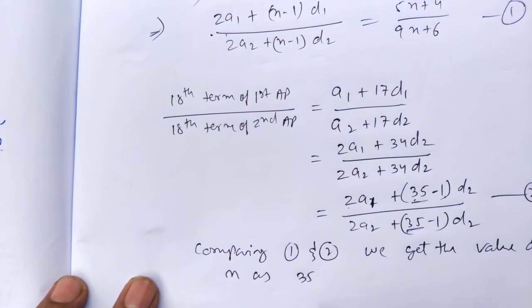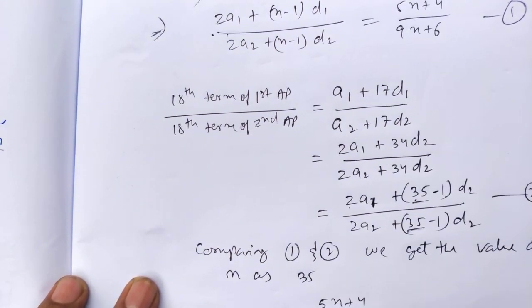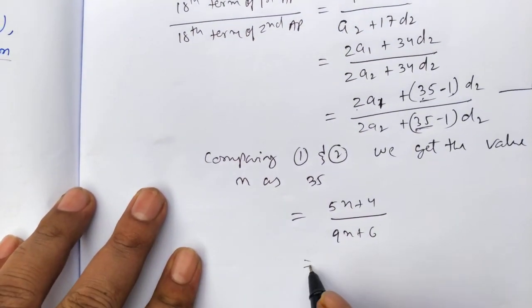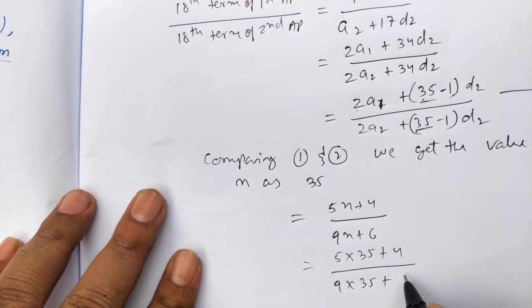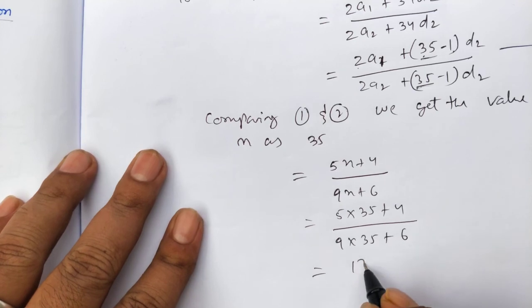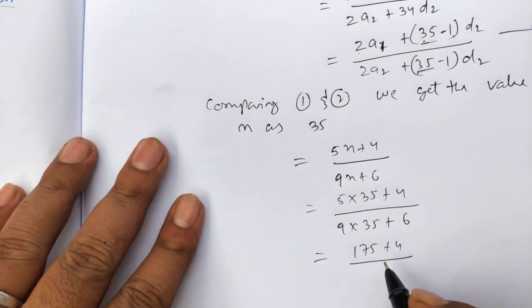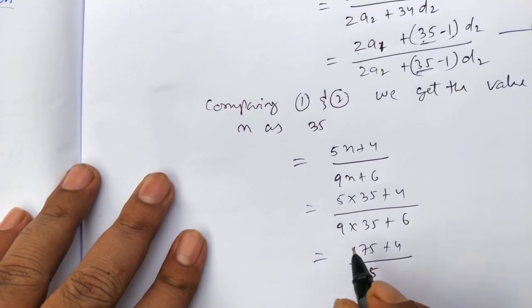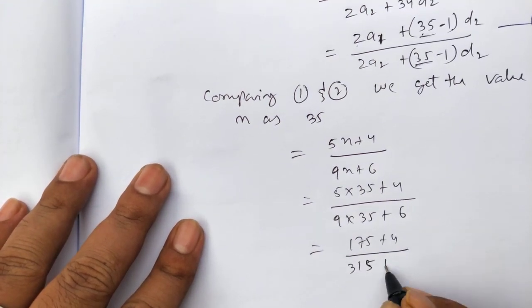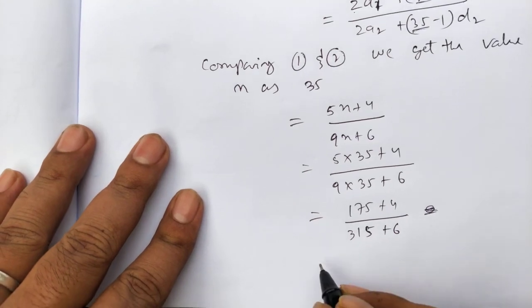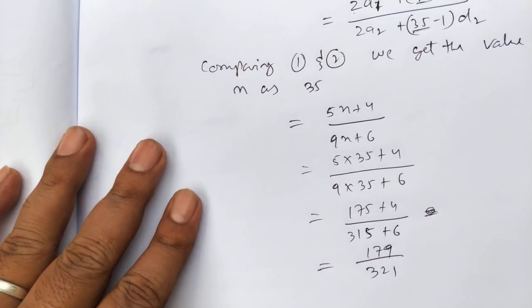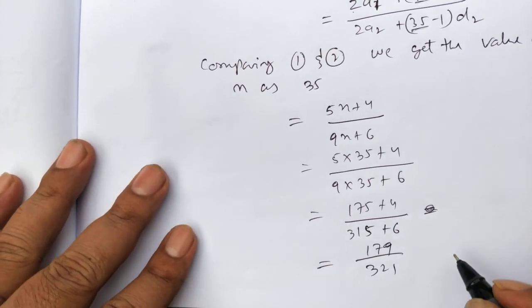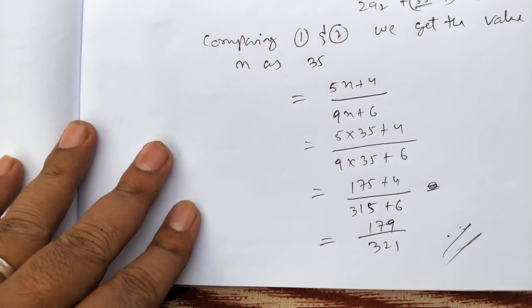That means the ratio will be 5n plus 4 by 9n plus 6. In place of n you put 35, you get the answer, okay. 5 into 35 is 175 plus 4, and 9 into 35 is 315, plus 6 is 321. So your answer will be 179 by 321. So this is your answer, okay. You can pause the video and write the solution. Thank you.